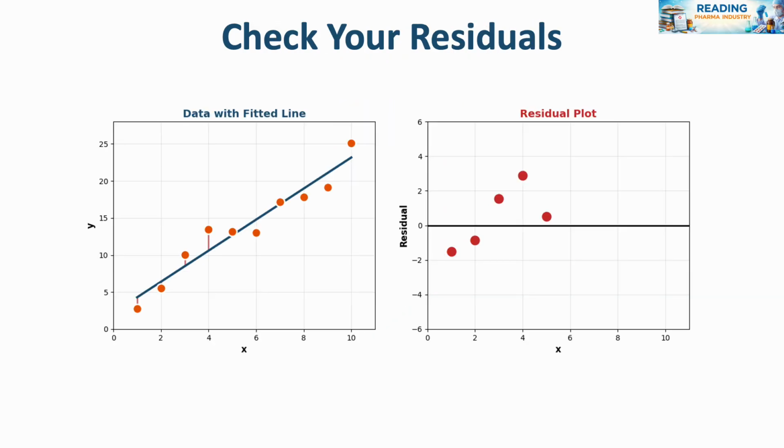Residuals are the differences between your data and your model's predictions. Residual equals observed minus predicted.